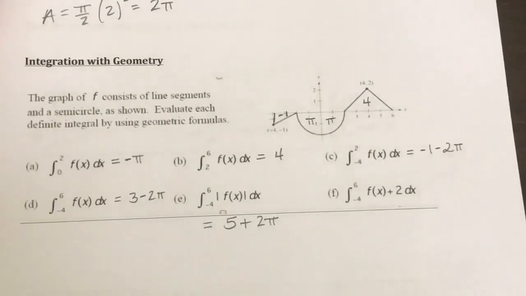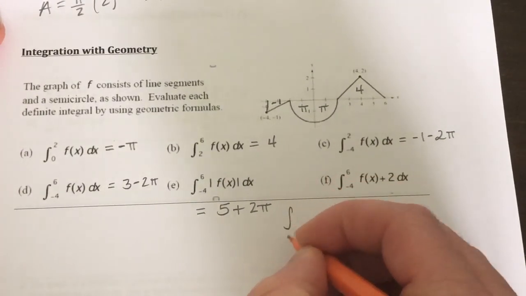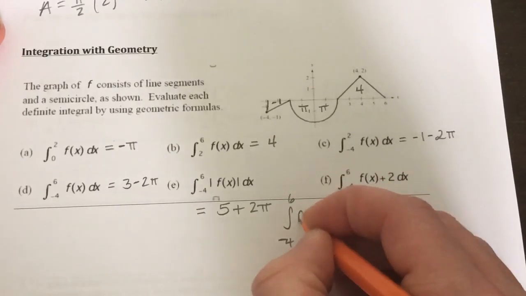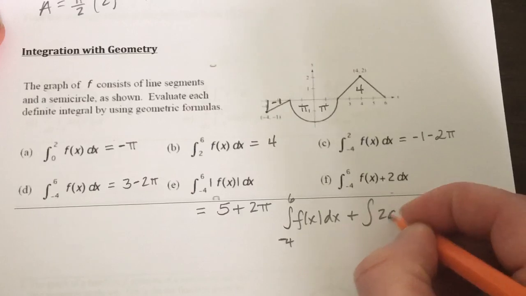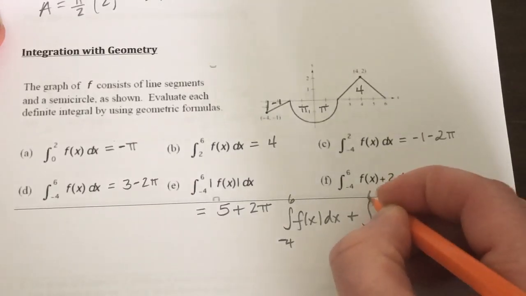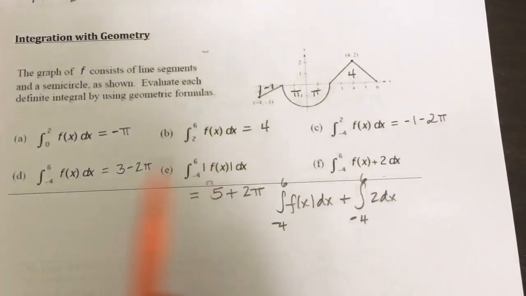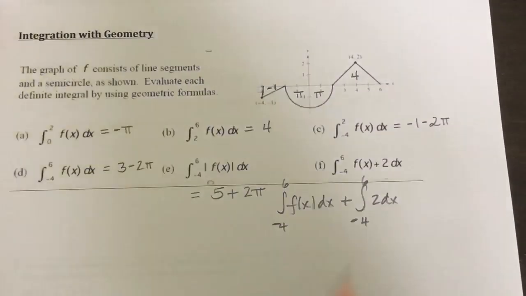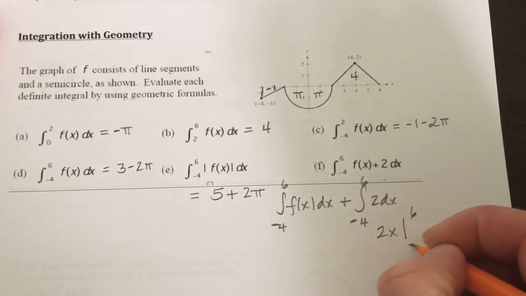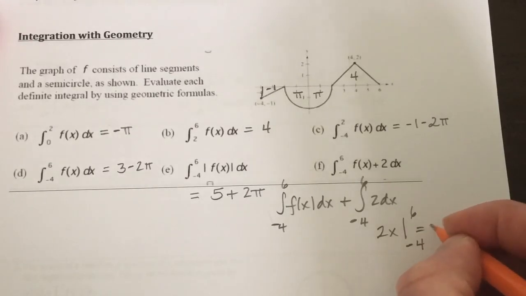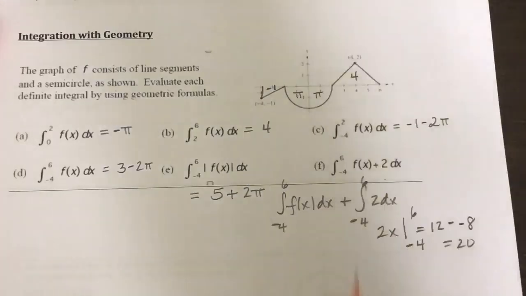Now, the last part. What we're going to do on this one is split it into 2 separate integrals. -4 to 6 of f of x dx plus the integral of 2 dx, also from -4 to 6. Now, we already know what the answer to this portion is, because we did it in part D. Okay, now let's integrate this. So the integral of 2 is 2x. Plugging in, you get 12 minus -8, which is equal to 20.